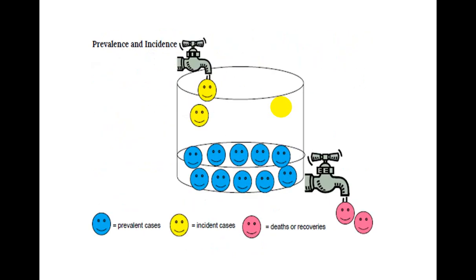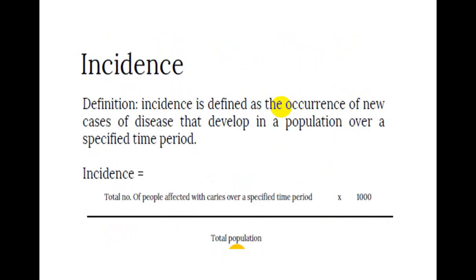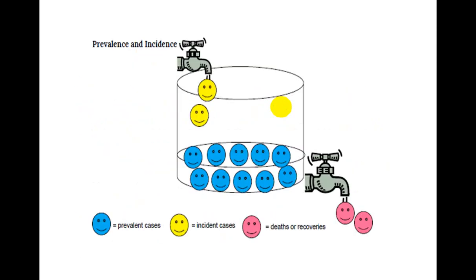Then we have incidence: the number of new cases of disease that develop in a population over a specific period of time. Its formula is the total number of people affected with the disease over a specified time period, divided by the total population, times 1000. This is prevalence and incidence.